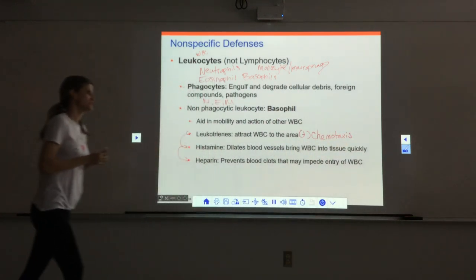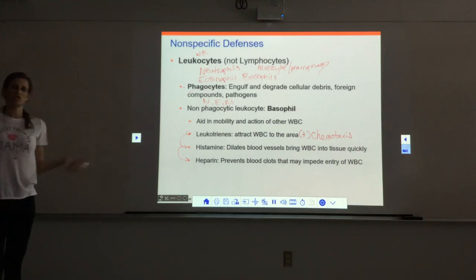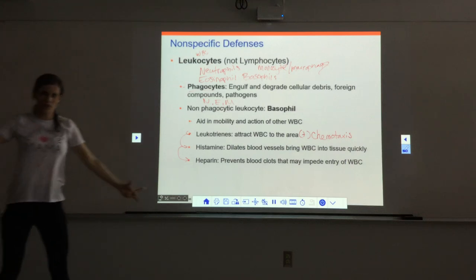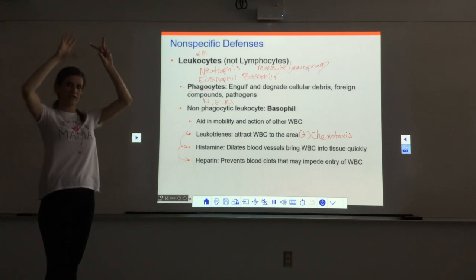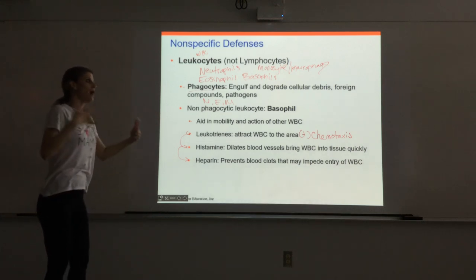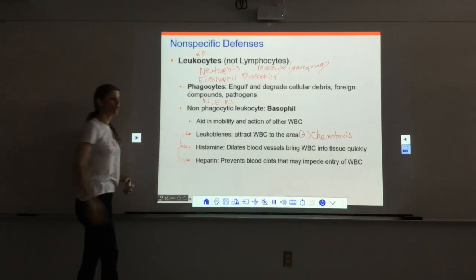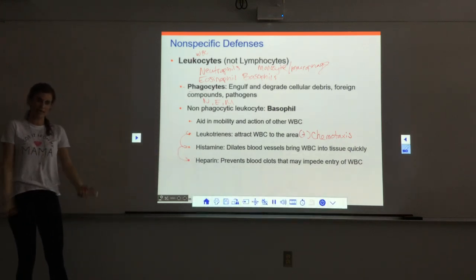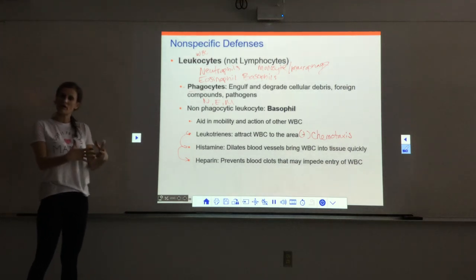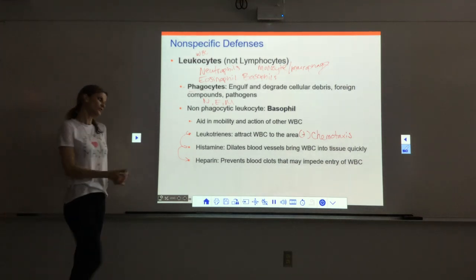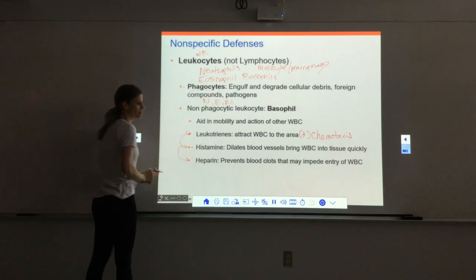Positive chemotaxis. Okay, so the basophils will just start to release leukotrienes, and that calls all of the other fighters to the area. Hey, we've got a problem. Right, like a little red flashing light. We want everybody else to come. And then because we know we're going to be rushing a lot of other white blood cells to the area, we try and increase that mobility. Right? We increase the amount of blood that we can rush to the area. We do that with histamine and heparin.